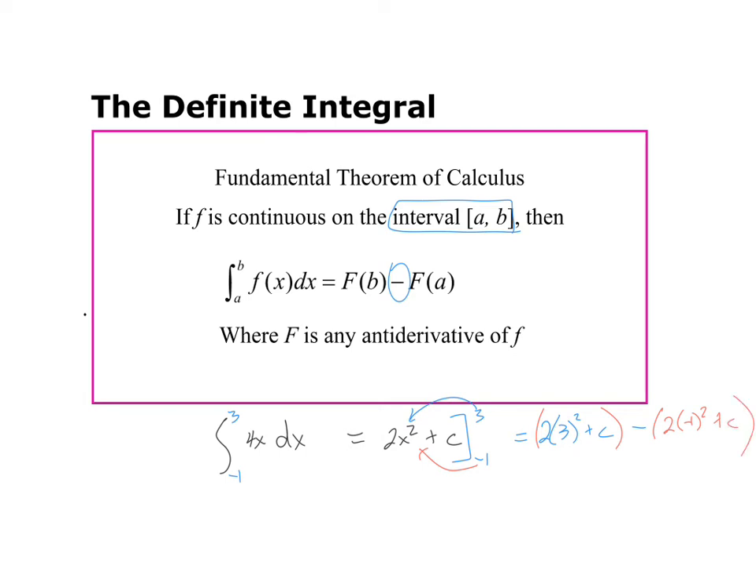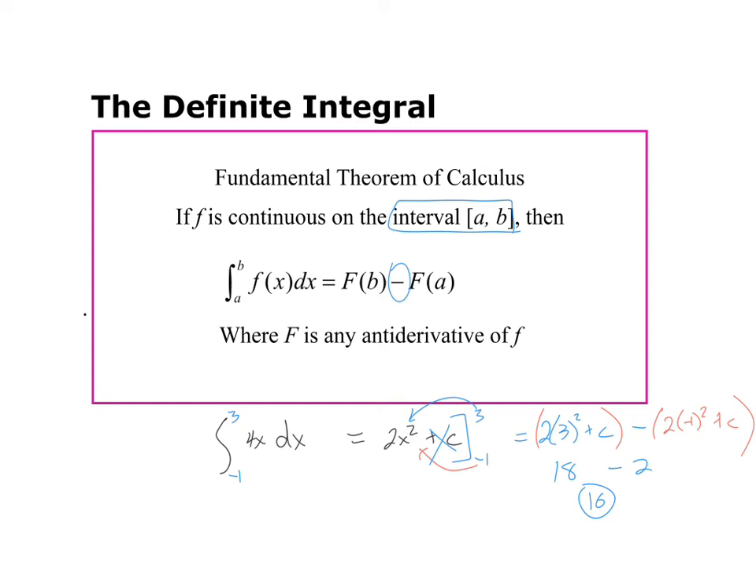So the nice part is you can see the c's cancel, c minus c cancels. So with definite integrals, we actually don't have to worry about the c. It's always going to cancel anyway. So all we have to do is worry about the numbers. So in this case, 2 times 3 squared would be 18. 2 times negative 1 squared would just be 2. Subtract those two answers, and we get 16.